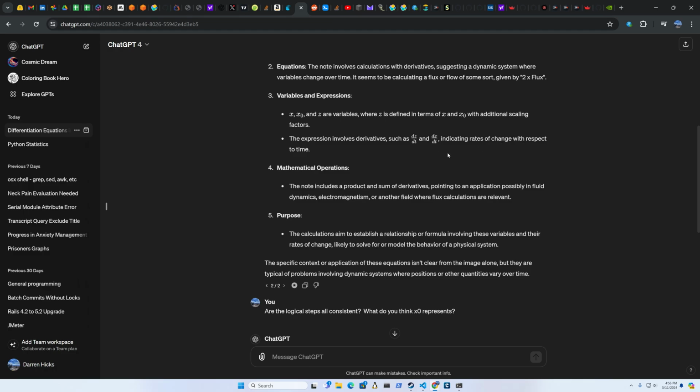The note includes a product and sum of derivatives, pointing to an application possibly in fluid dynamics, electromagnetism, or another field where flux calculations are relevant.